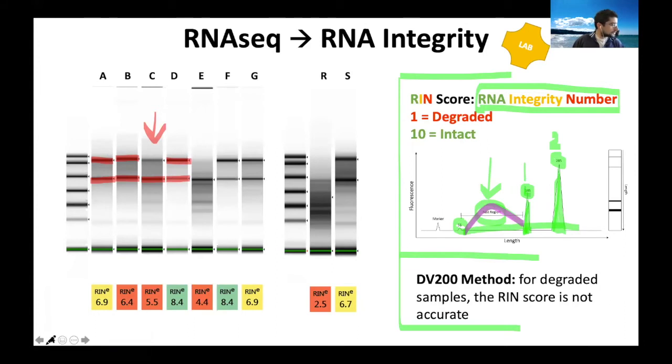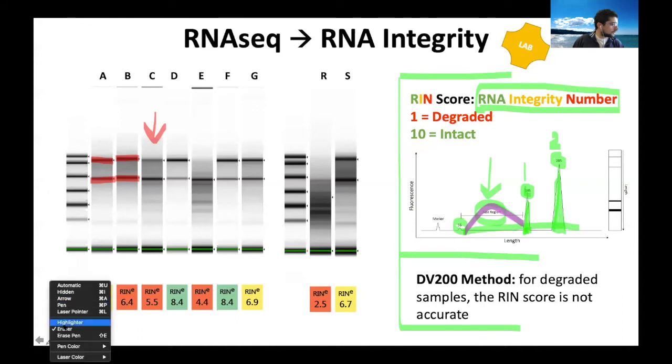If you notice the intensity of the peaks, in sample D, the 20S, which is this one up top, is much darker than 18S. That's what it's supposed to be. The ratio has to be bigger than 2 to 1. In the case of C, you see that actually the 20S is not as dark as the 18S.